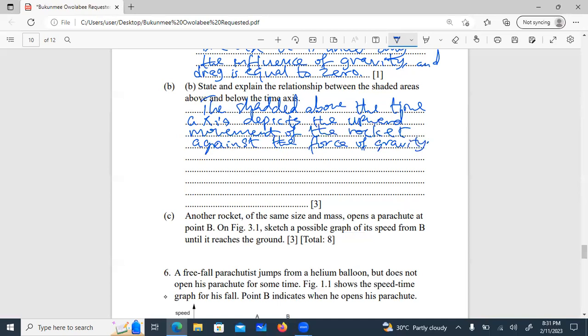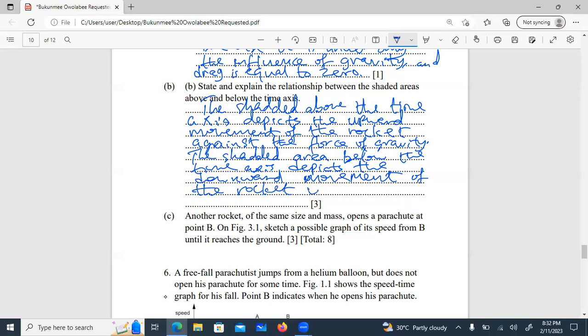Good. Then the shaded area below the time axis depicts the downward movement of the rocket, under the influence of gravity.